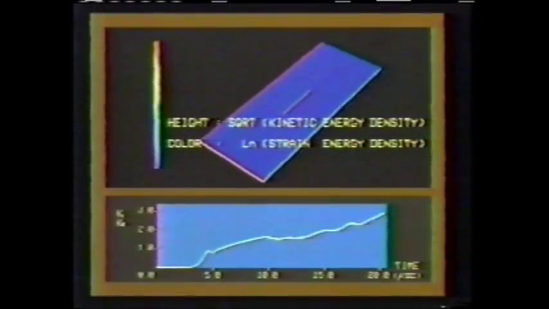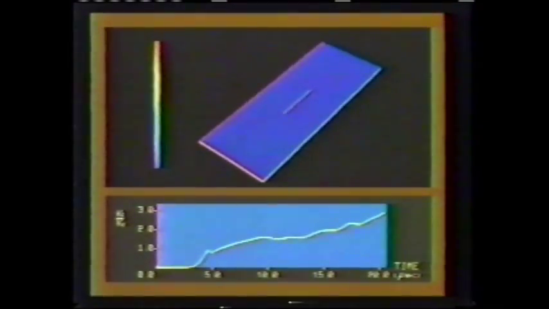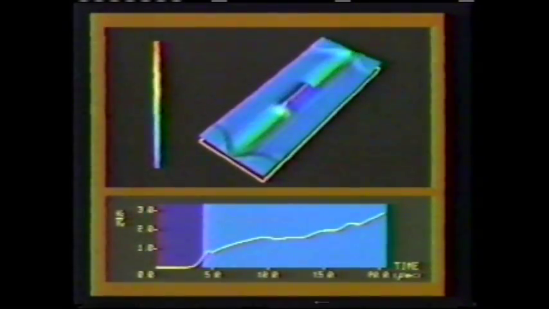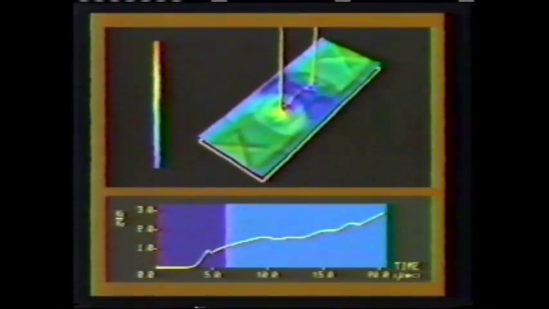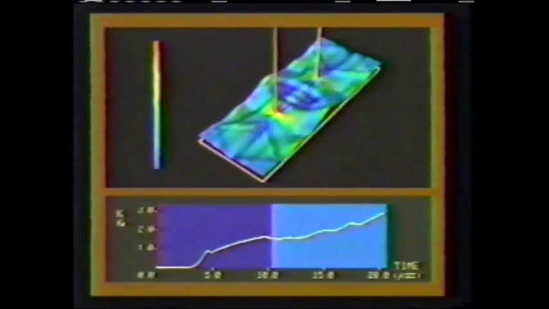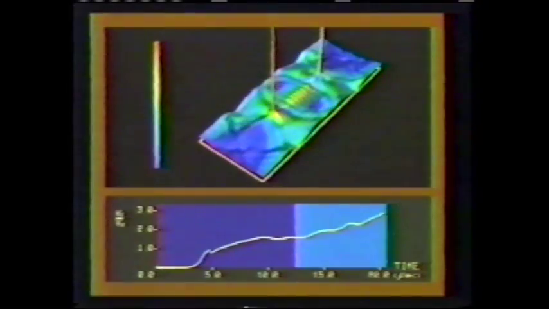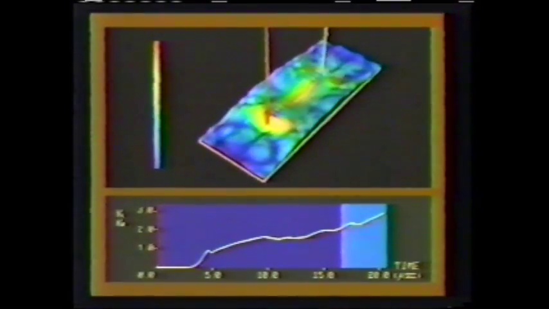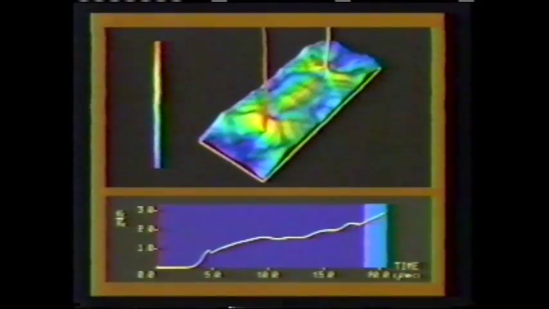The plot at the bottom represents the history of the stress intensity factor versus time. In the top view, two parameters are displayed at each point. Color represents strain energy density, which is correlated with stress, with dark blue representing low levels and red very high levels. The vertical position represents kinetic energy density, which is correlated with the velocity at every point. Note the singularities at the crack tips.